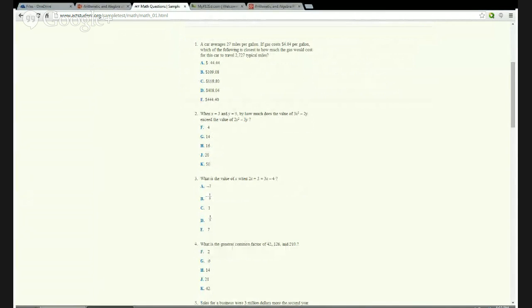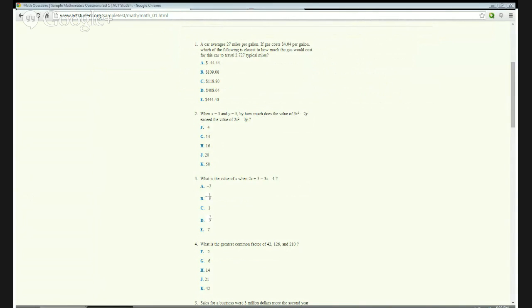Okay, the next question: what is the value of x when 2x plus 3 equals 3x minus 4? Again, a pretty straightforward algebra question. Some of these questions that don't have a lot of reading to them are nice. The big word problems are the ones that take up a little more time, because you have to obviously read more and usually they require more steps. So these last few have just been pretty straightforward algebra questions, which is nice.